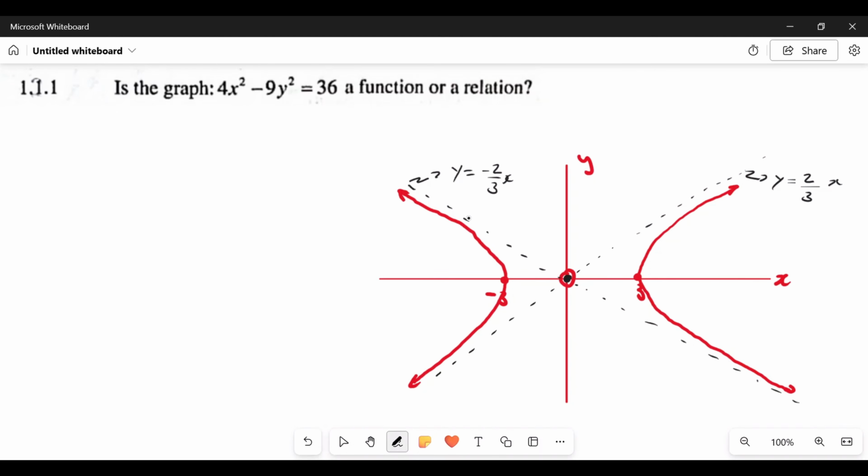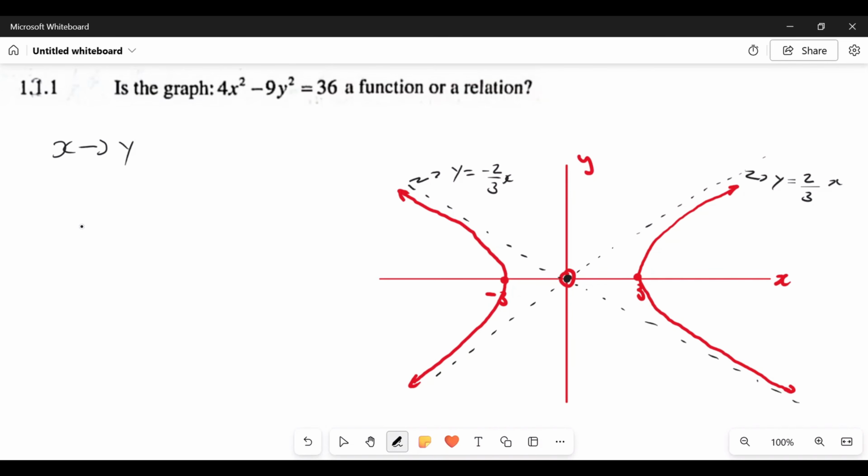Before you answer this, you need to understand the difference between the two. A function is a graph whereby an x value gives you one y value. So that is a function. So how do you check? Basically, you choose any x value within the domain of the graph. And then if one x value gives you one y value, that is a function.